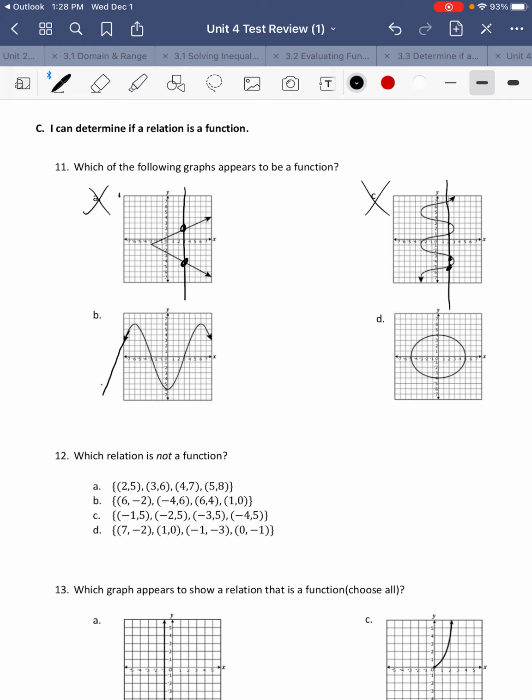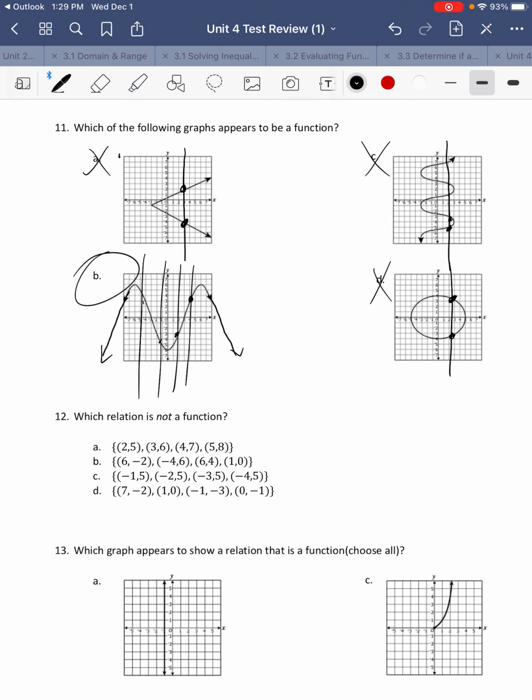This one, we're going to assume this graph goes in that direction forever. So you can draw different vertical lines anywhere in there. They always only hit one time. So that is a function. The next one, draw a vertical line, not a function. So B's got to be your answer.